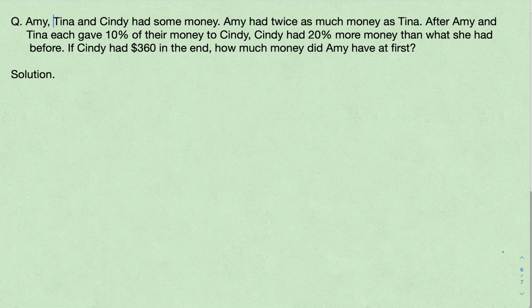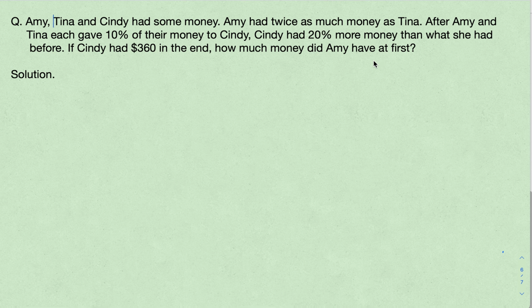Emmy, Tina and Cindy had some money. Emmy had twice as much money as Tina. After Emmy and Tina each gave 10% of their money to Cindy, Cindy had 20% more money than what she had before. If Cindy had $360 in the end, how much money did Emmy have at first?